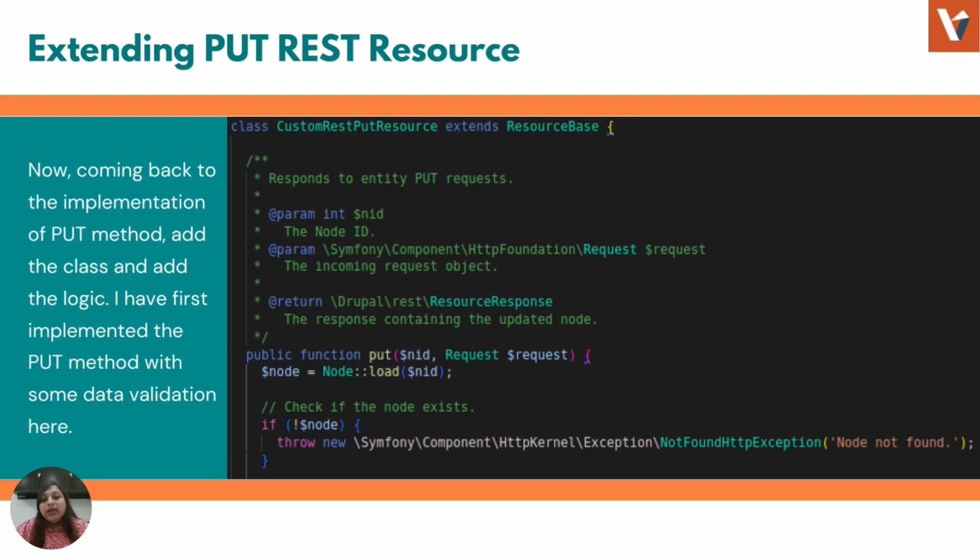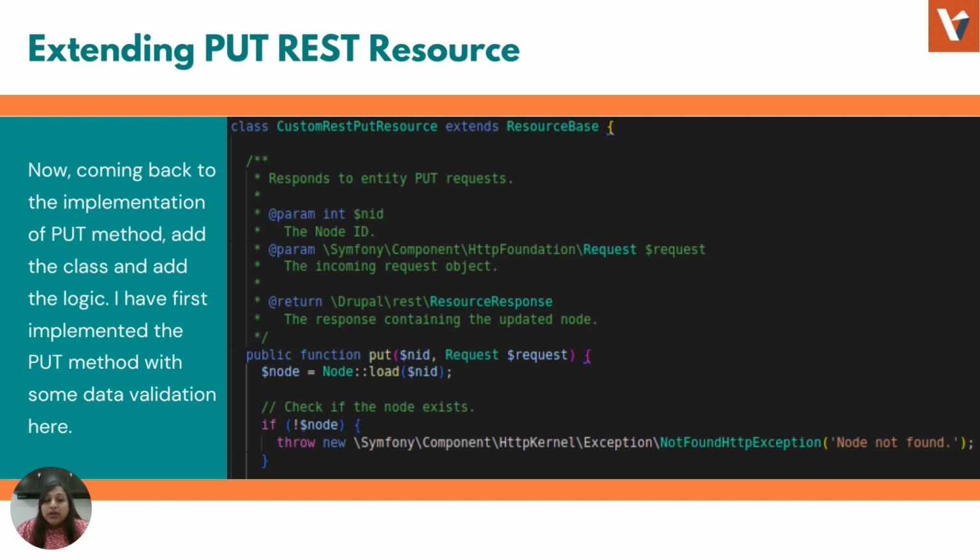Now we will be implementing the class for our put REST resource. So our class will be extending ResourceBase, where we have param implementation of NID, which indicates node ID. Then we have a request variable, which will be sent along with an ID. Based on this NID, we are loading our node. For example, in browser I have given node ID as 2, then my system will check for all the node IDs. Wherever it finds node ID 2, it will load that particular node.